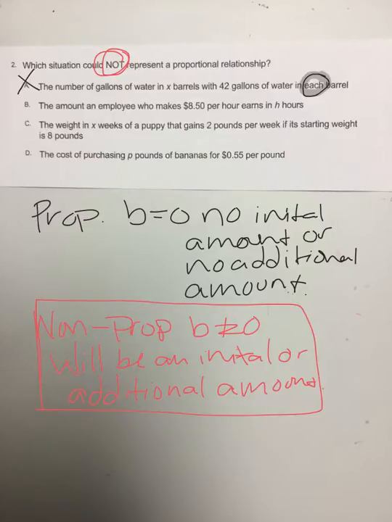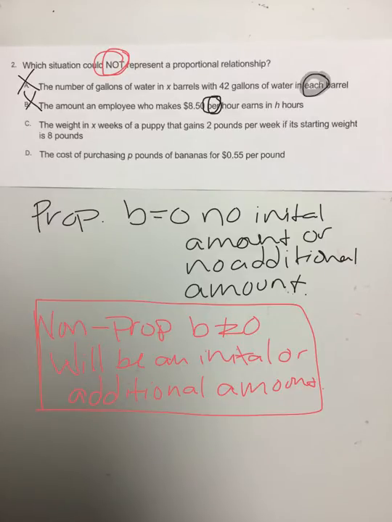So that first situation is proportional, which is not what I'm looking for. B, the amount an employee who makes $8.50 per hour earns in H hours. Again, we just have that per amount, which means I don't have an additional or initial amount, so that one's also proportional, which I'm not looking for.